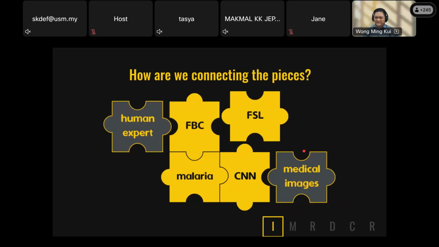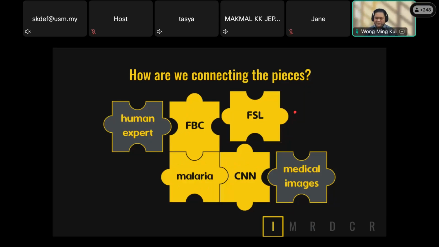And instead of using medical images, now I'm using the machine generated FBC scattergram images, the images generated directly from the analyzer. So these images will be interpreted by the CNN, and if malaria is present, it will be detected as positive.